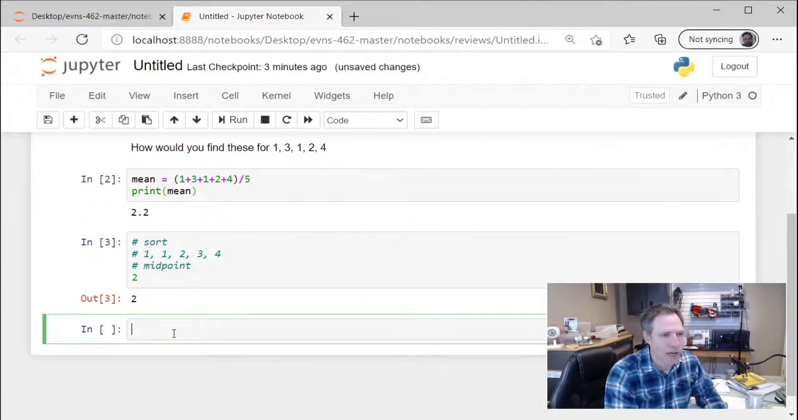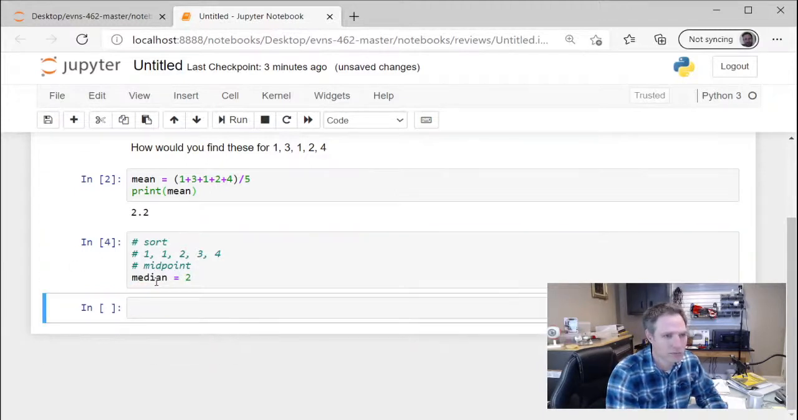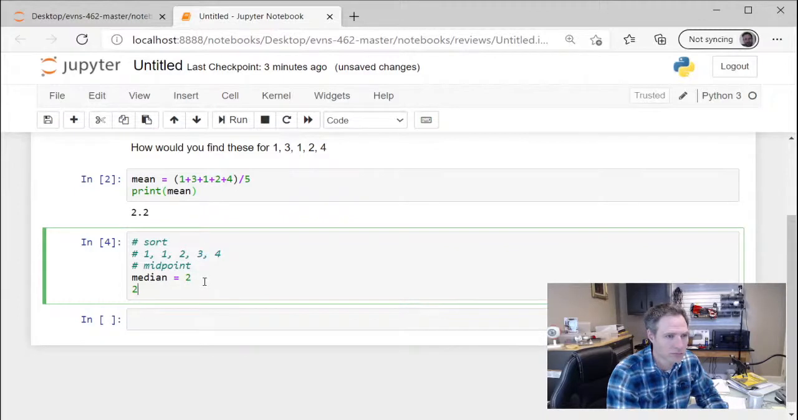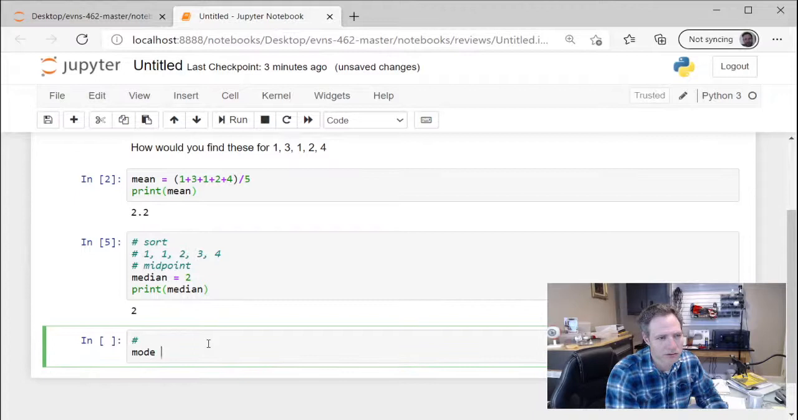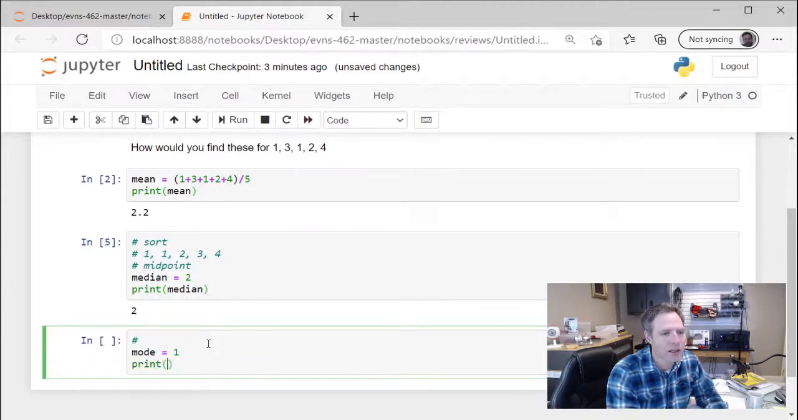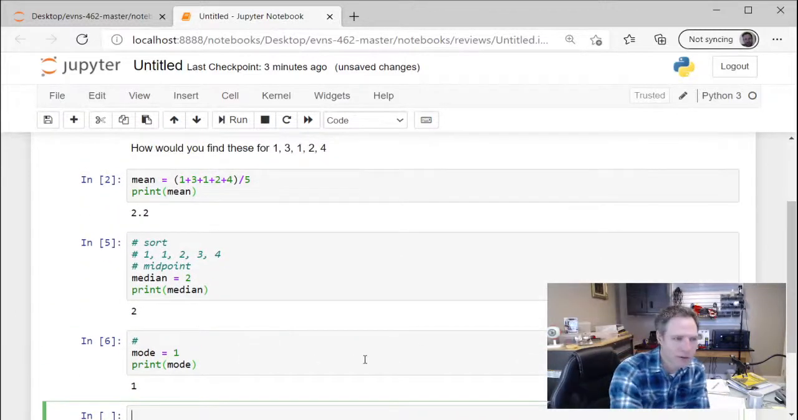All right, now what about the mode? Well, the mode is the most frequent value in the data set, which in this case would be 1 because it happens twice, and all the other values just happen once.